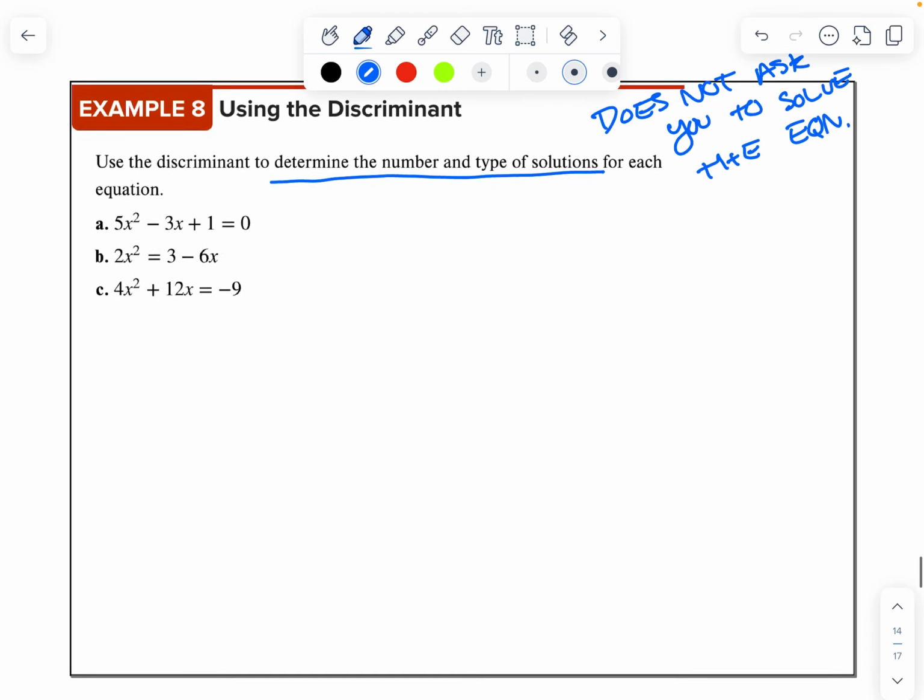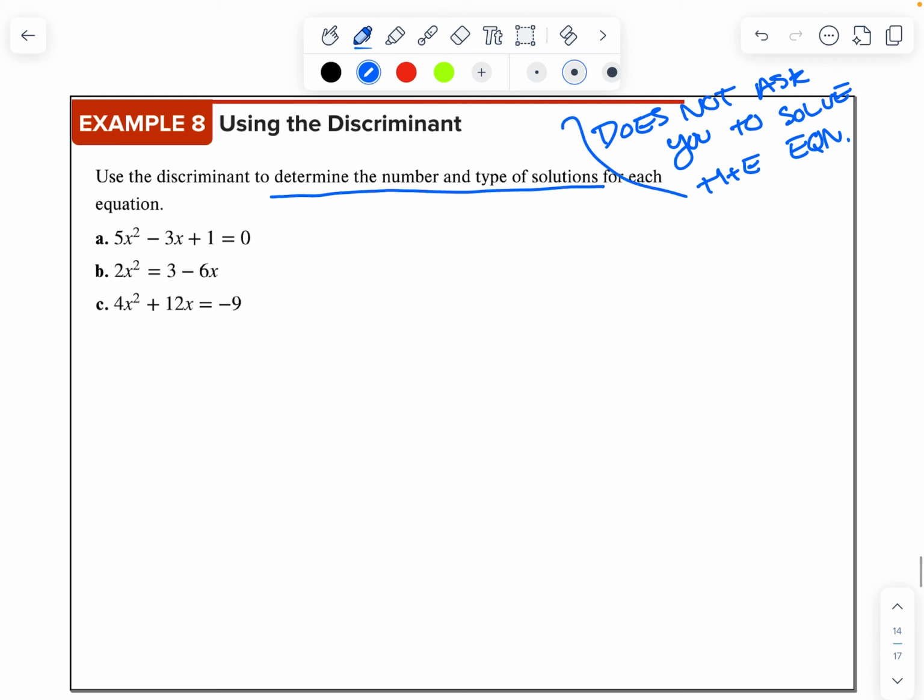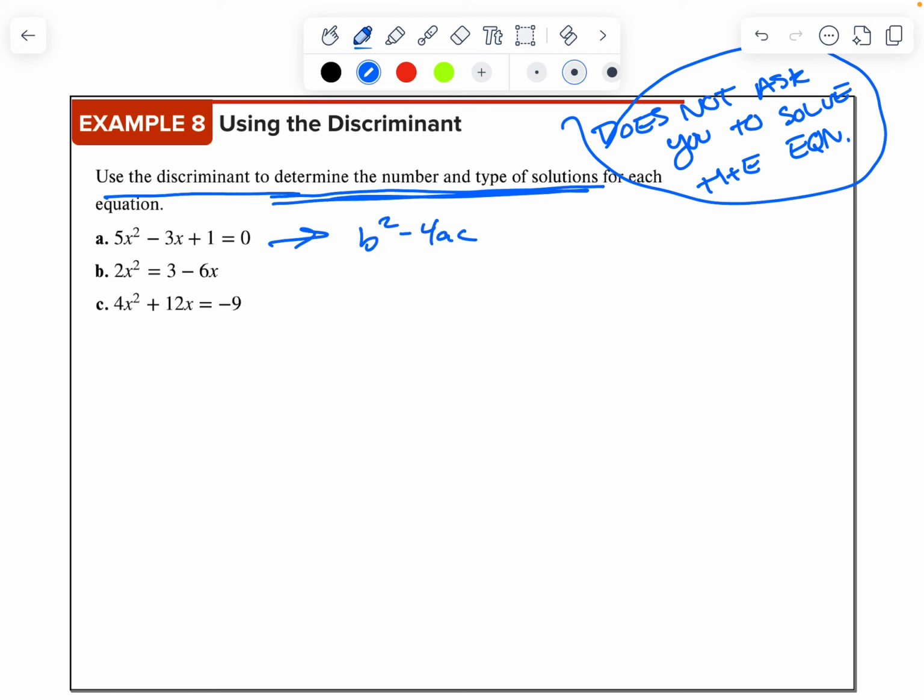Typically, examples of these are not going to ask you to actually solve the equation, okay? It's going to say use the discriminant to determine the number and type of solutions. So for this one right here, we don't actually have to apply the whole quadratic formula. We can just say b squared minus 4ac. It says use the discriminant. Don't overwork yourself. Use the discriminant to determine how many and what type of solutions.